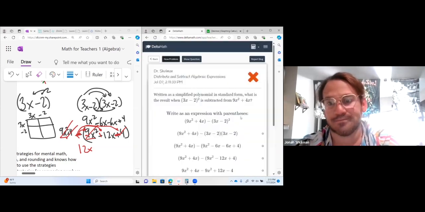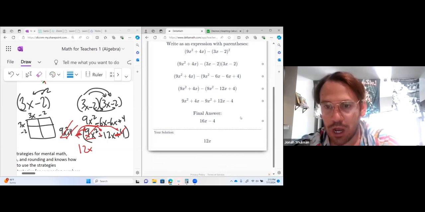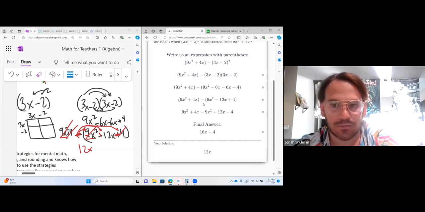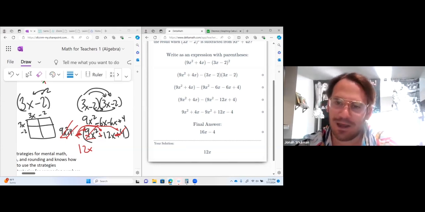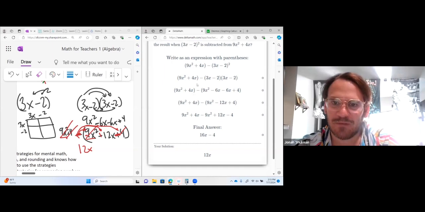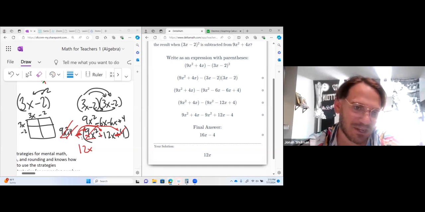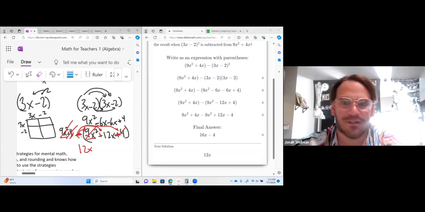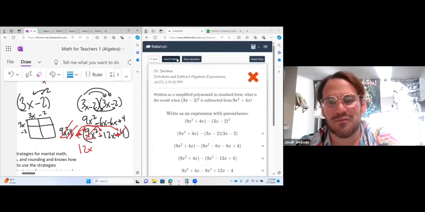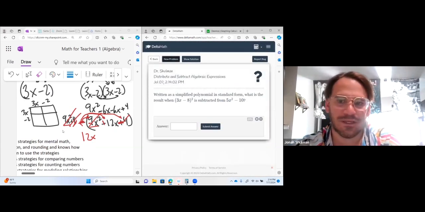Get the right answer. Oh, what? 9x squared plus 4x minus 9x squared minus 12x plus 4. So it's minus 9x squared plus 12x. But it was a positive 4, so it turned minus 4x. Oh, when I rewrote the problem, I forgot the x here. I forgot the x here. All right, well, I guess I could do it one more time. One stupid mistake. That's okay. It happens.